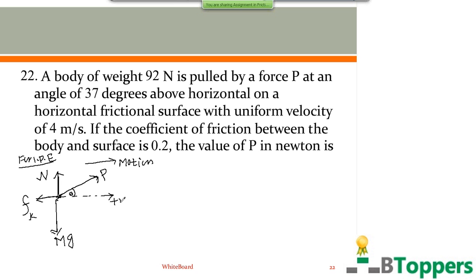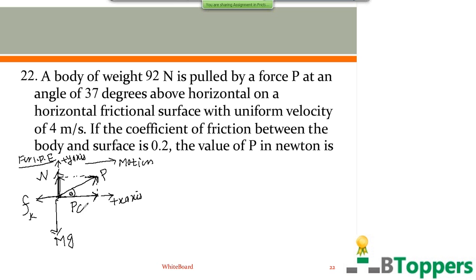We can choose the horizontal direction, which is the direction of the motion of the block, as the positive direction of the x-axis, and the vertically upward direction as the positive direction of the y-axis. We can resolve this pulling force P into two rectangular components parallel to the x and y axes. For that we have to construct a rectangle with adjacent sides along the x and y axes, such that this pulling force acts along the diagonal of the rectangle.